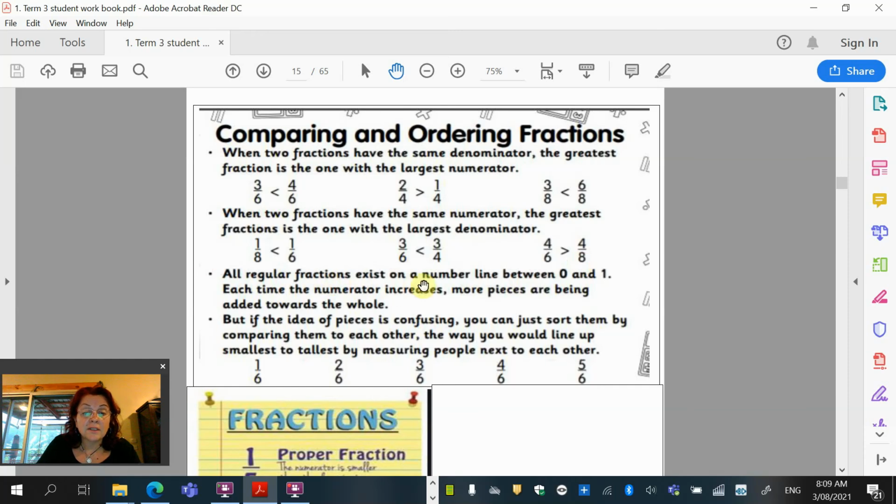All regular fractions exist on a number line between 0 and 1. Remember, a fraction is not a whole number. Each time the numerator increases, more pieces are being added towards the whole. But if the idea of pieces is confusing, you can just sort them by comparing them to each other, the way you would line up smallest to tallest, by measuring people next to each other. So here we've got 1/6, 2/6, 3/6, 4/6, and then 5/6. And when we get to 6/6, what does that become? It becomes one whole, doesn't it?